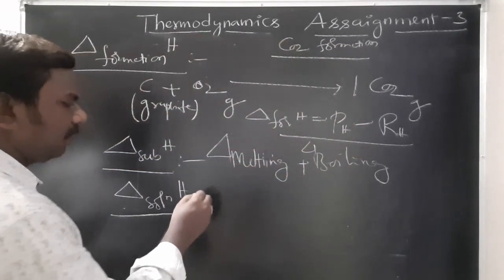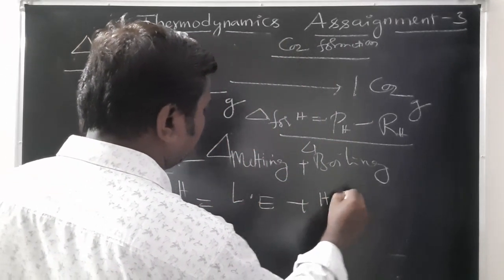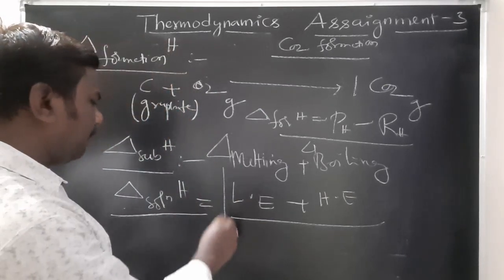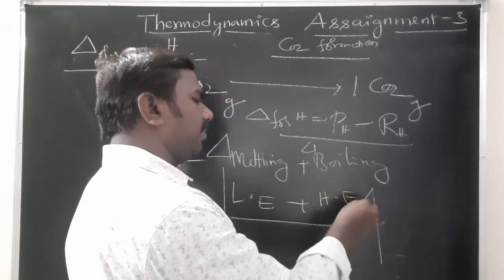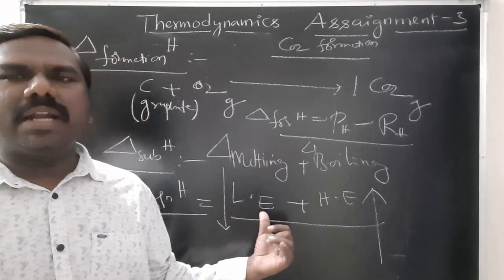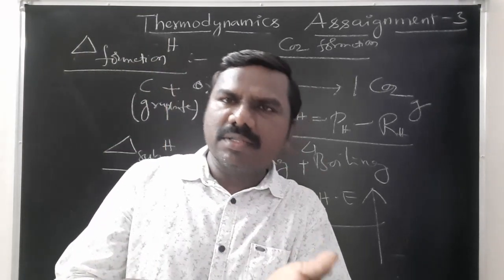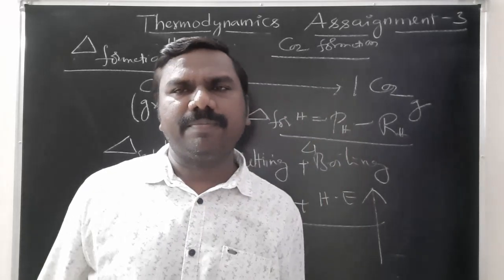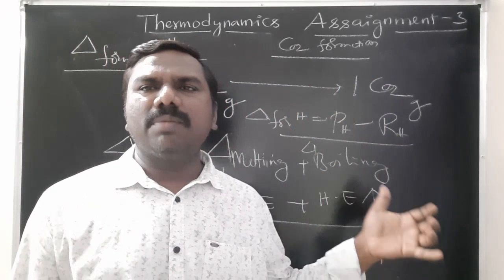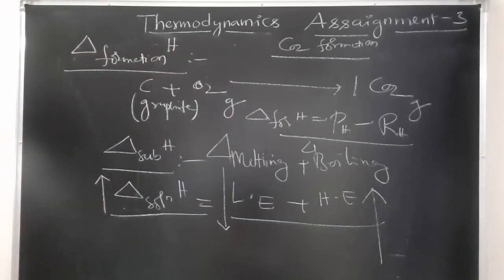Simply, enthalpy of solution is equal to lattice enthalpy plus hydration enthalpy. Lattice enthalpy must be lower, hydration enthalpy must be higher, then only solubility will increase. Why must lattice enthalpy be lower? With the least amount of energy, if you break it, it is easy to form ions, and the ions will be easily soluble. So lattice enthalpy must be lower and hydration enthalpy must be higher, then dissolution will be more, and enthalpy of solution will be more.